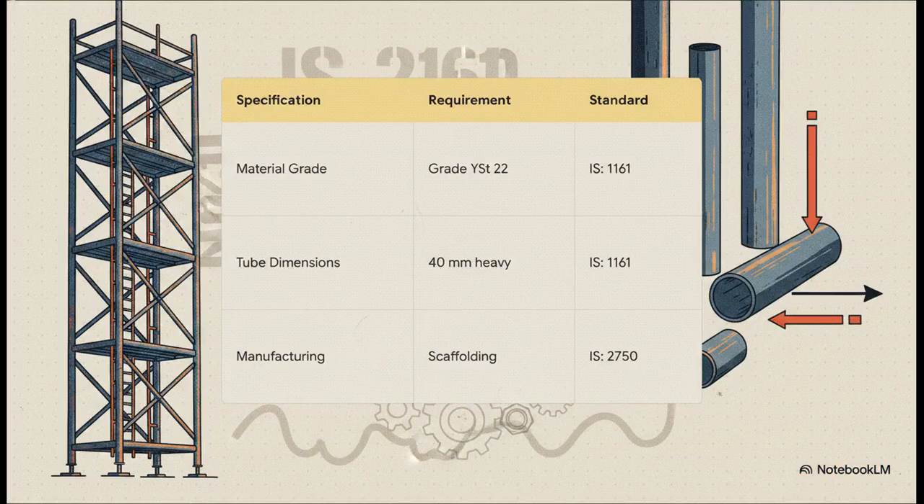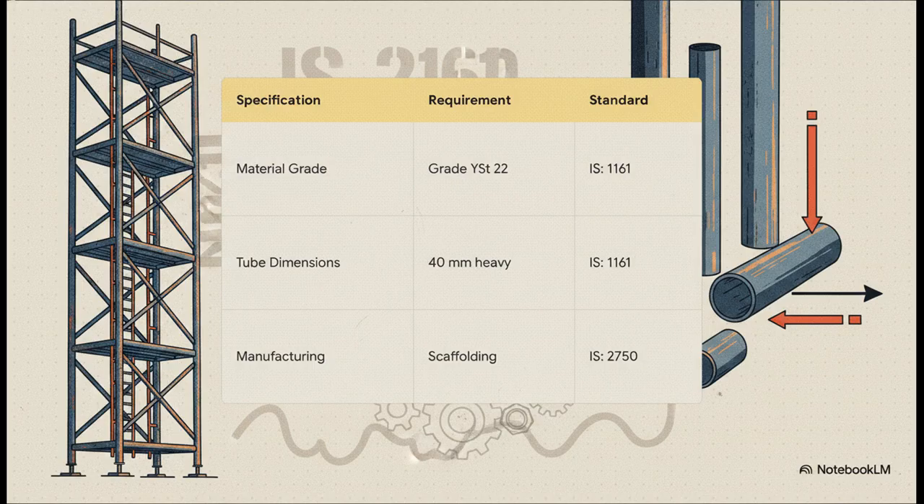You see, safety doesn't just magically happen at the construction site. It actually starts way down at the molecular level. The steel tubes used for scaffolding can't just be any random metal piping you find. They absolutely must be grade YST22. This fulfills precise chemical and mechanical properties defined in the IS 1161 standard. Plus, they need to be 40mm nominal bore heavy class tubes.